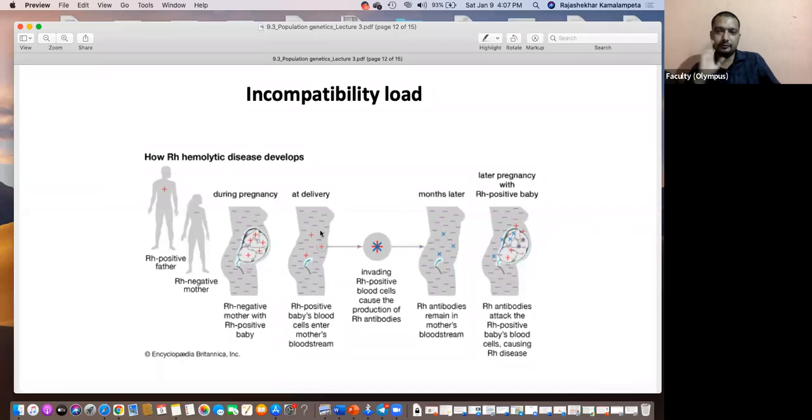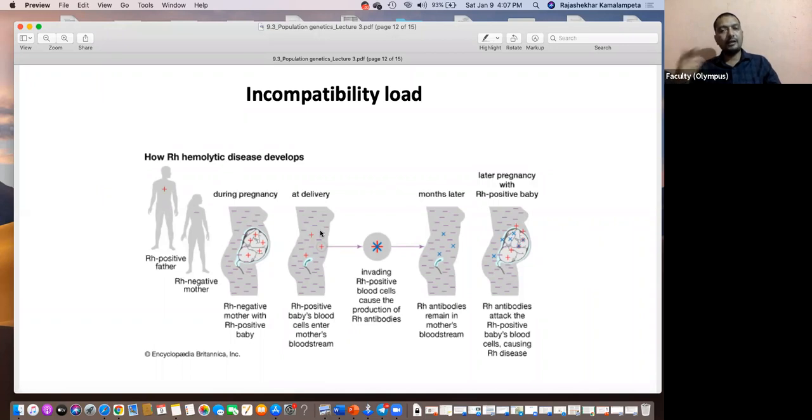Logical, very logical. So mother had a baby. Baby has Rh positive blood. Mother is Rh negative. So mother can be B negative, baby can be B positive. Let's see. When baby's blood got into mother's blood, what happens?